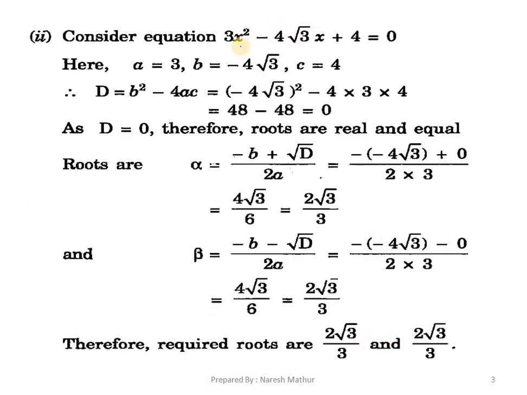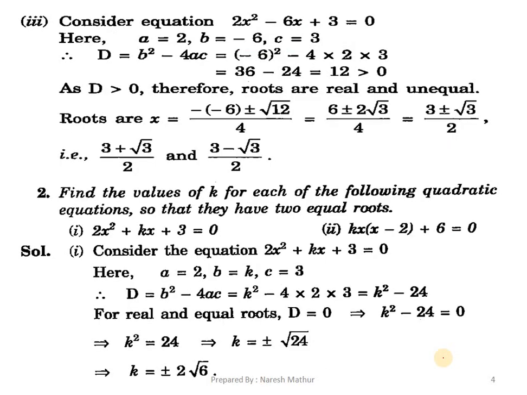In the second question, we are given 3x square minus 4 root 3x plus 4 equals to 0. After finding the value of discriminant, we get 0. So as D equals 0, it means the roots are real and equal. Just find it. If we add or subtract 0, it doesn't make any change to the roots. So we get 2 root 3 by 3 and 2 root 3 by 3. This means these are the real and equal roots.